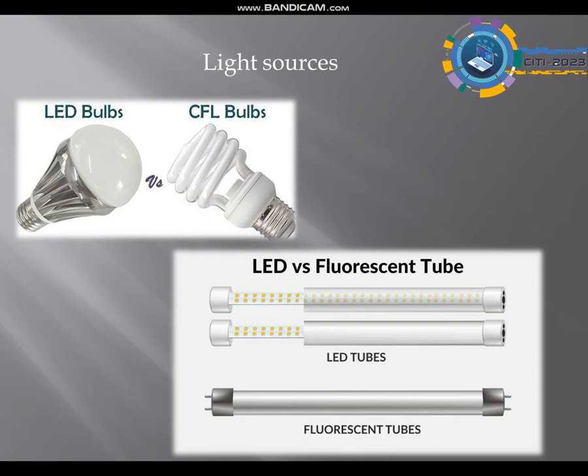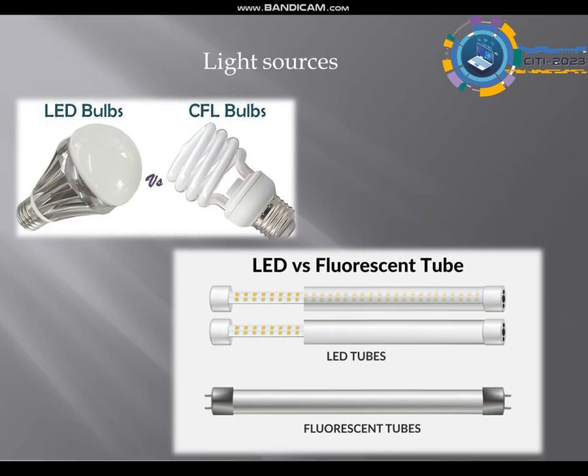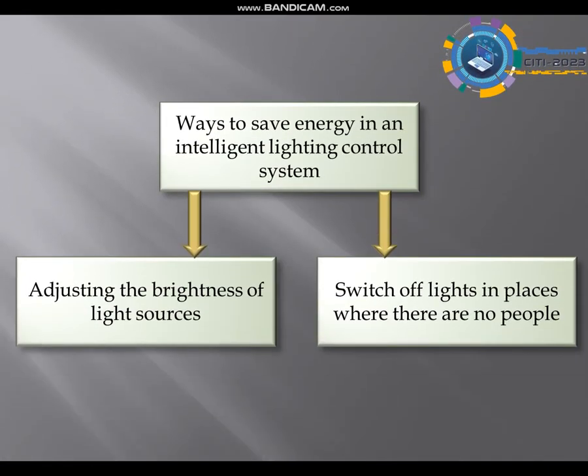Currently, there are mainly two types of light sources used in residential and office buildings: LED lamps prevail in residential buildings and fluorescent lamps in office buildings. Intelligent lighting control systems use two main methods to reduce energy consumption. The first is to adjust the brightness of light sources. The second is switching off lighting in places where people are not present.